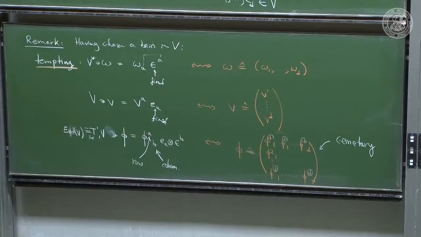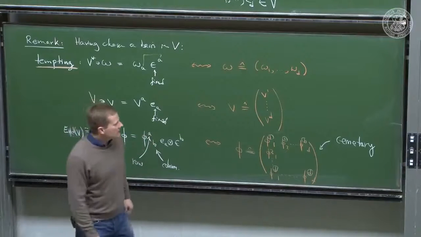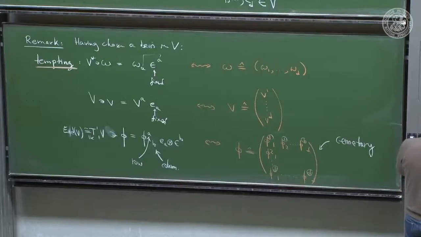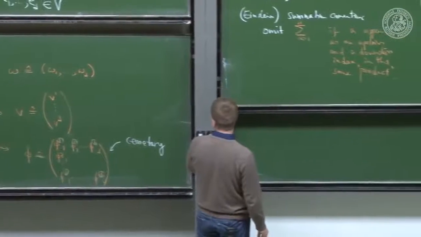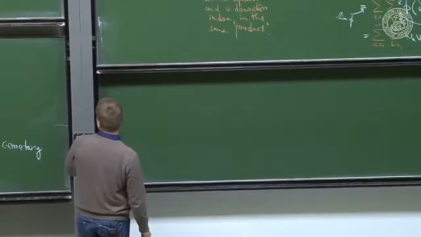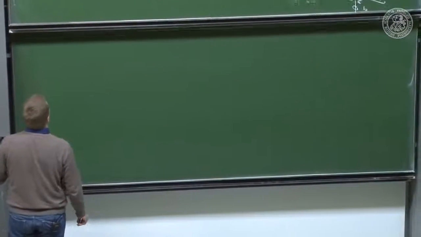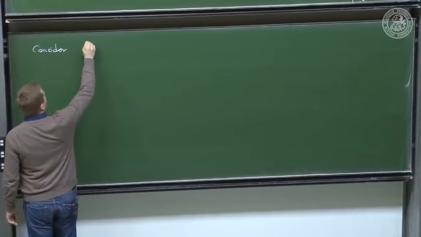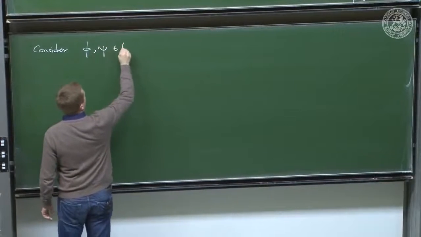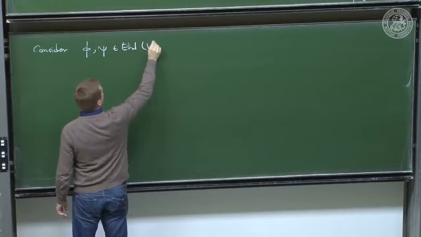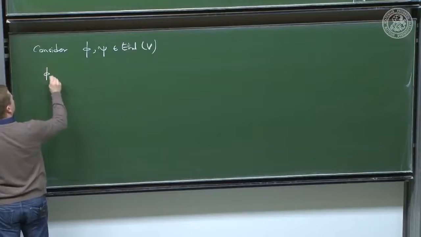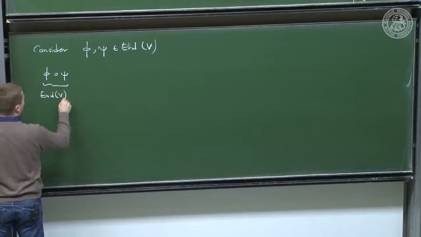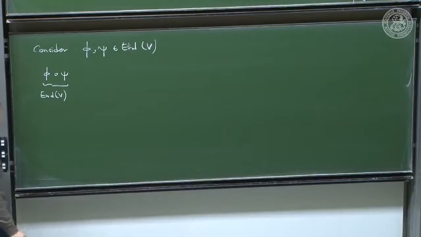What does that imply? Well, if you choose this convention, then you can do the following. So if we consider two endomorphisms, phi and psi, they're both endomorphisms on the same vector space, and then we can look at phi after psi. Well, phi after psi will be again an endomorphism on V. It's the composition of two linear maps. It's a linear map, okay?